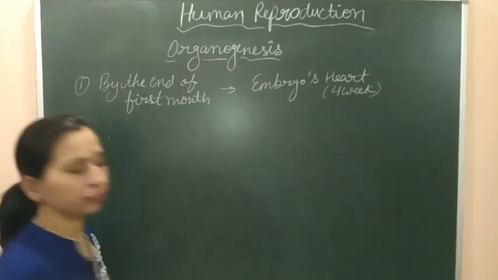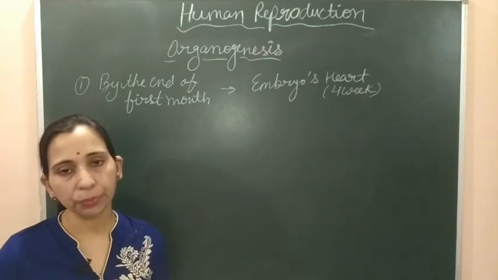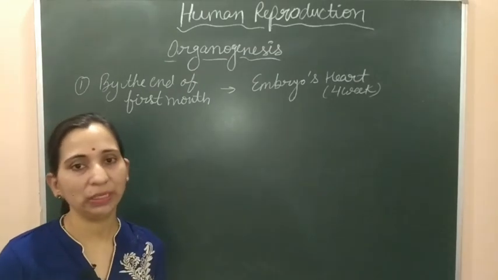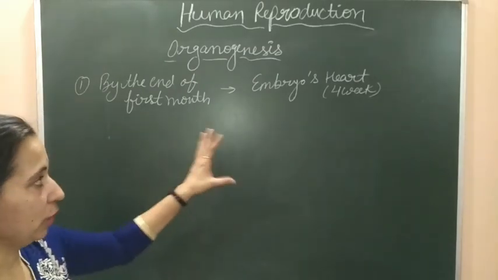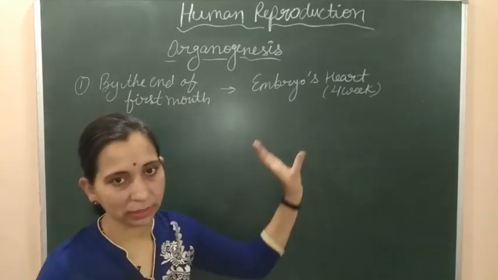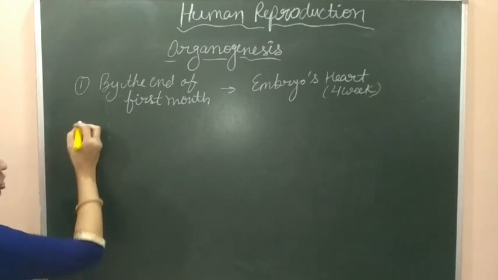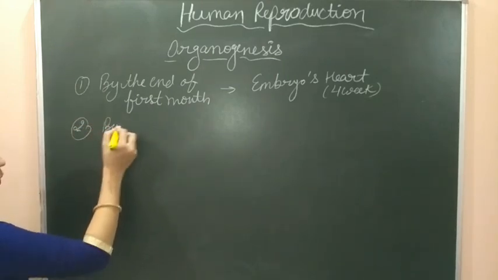So at the 4th week of the pregnancy, the embryo's heart will start working, and the confirmation of the pregnancy can be taken by listening to the sound of this beating heart of the embryo through the stethoscope. So this is the sign of the pregnancy, that the embryo's heart is working. It happens at the end of the first month.